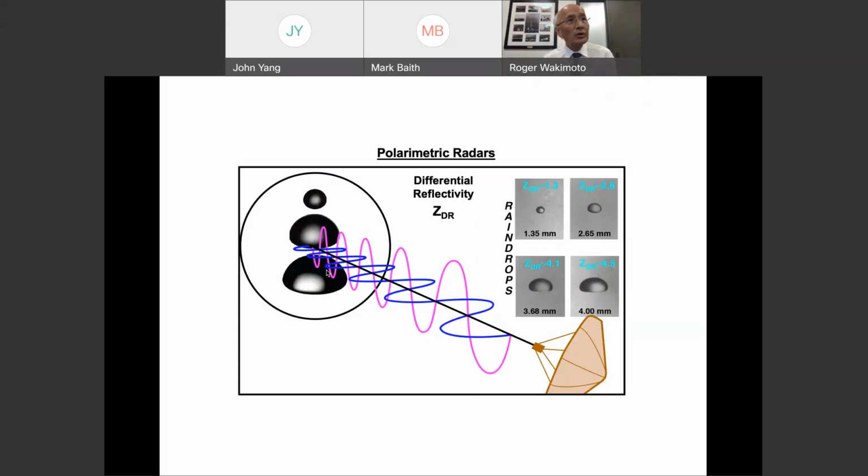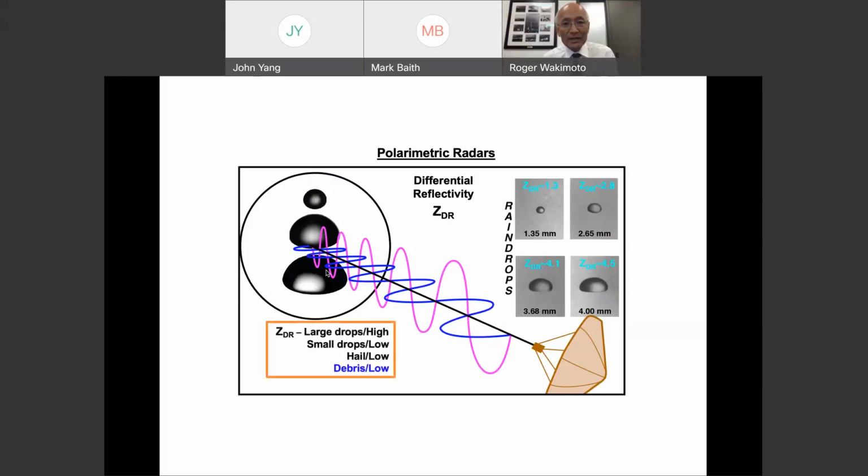But as raindrops get larger and larger, they become, the technical term is oblate spheroid. The non-technical term is they become frisbee-shaped. And you can see what happens. You'll get more return horizontally polarized than vertically polarized. And if you look at the top right, you start getting very large positive ZDRs. You can see in one example, a 4 millimeter drop. If they were all 4 millimeters, would start giving you ZDRs greater than 4 dB.